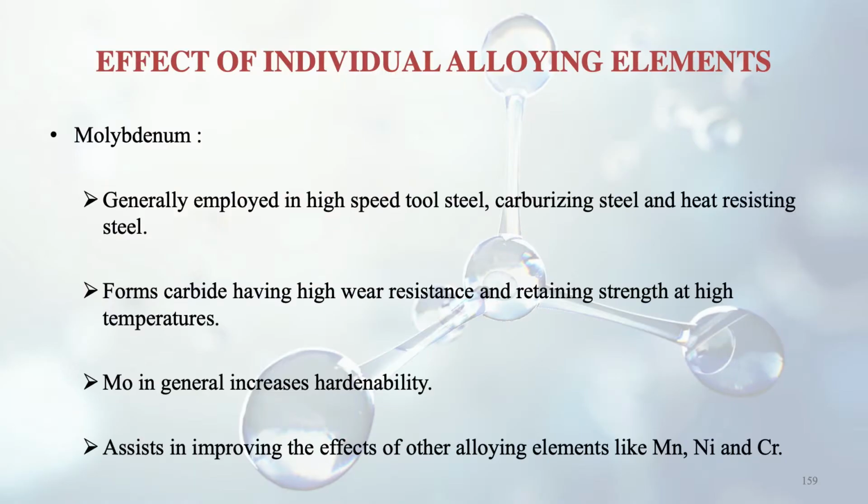So it is added in tool steel, carburizing steel and heat resisting steel also. It gives us heat resistance also. And it increases hardenability, like in previous cases we have seen. So molybdenum also gives us hardenability. Molybdenum also assists in improving effects when we use it in combination with manganese, nickel and chromium. So this is also a very good element for alloy steel.